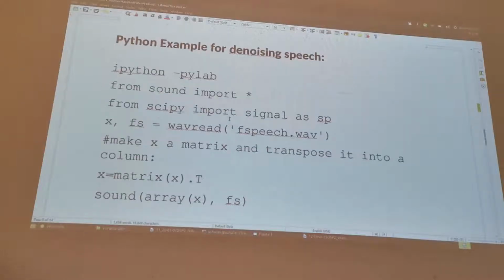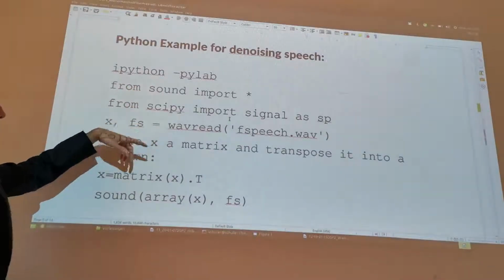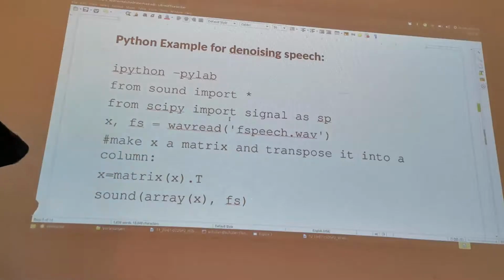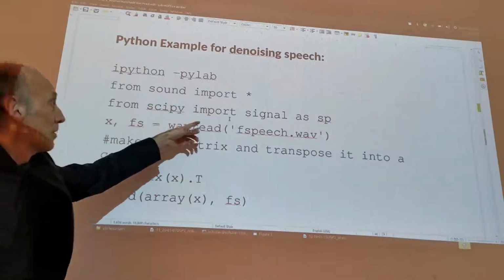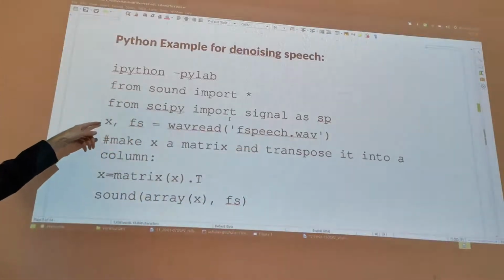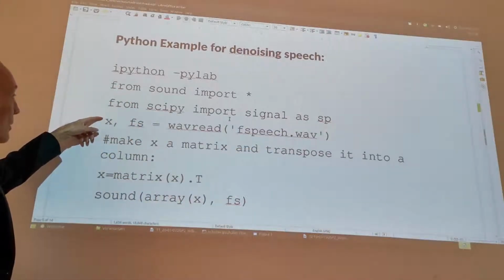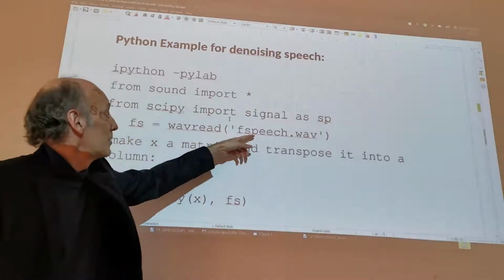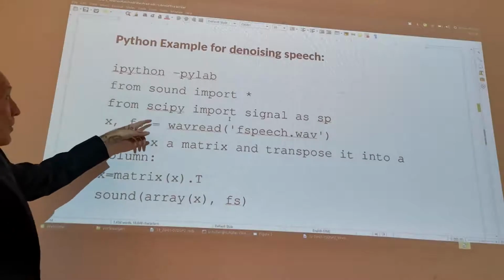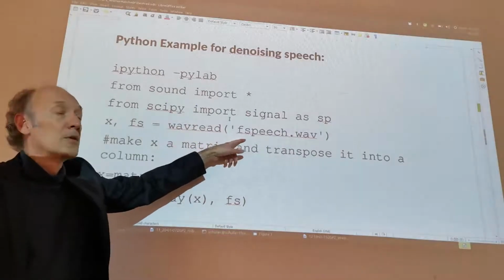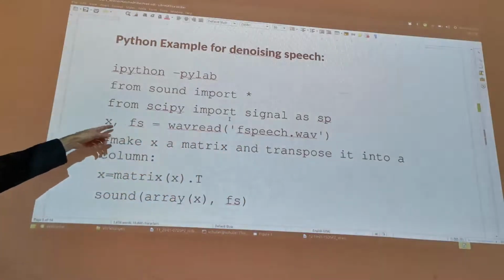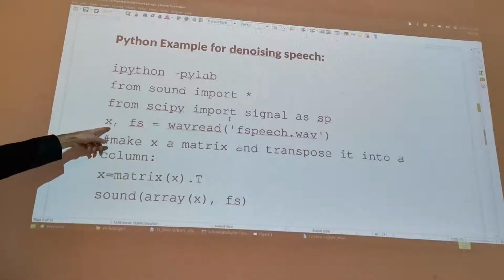So now we can actually try it on denoising speech. So now I'm using IPython again. I'm using our sound library. So remember, sound.py is on Moodle, so you need to download it to import it. Here again, our scipy.signal. Then we have wavread, which is part of our sound library here. So with wavread, we read this speech signal from the wav file. So x is the signal, fs is the sampling rate.